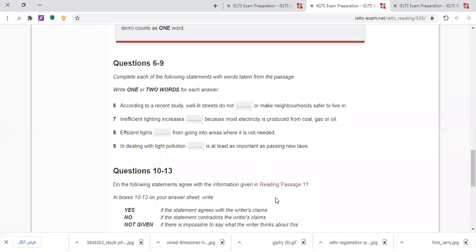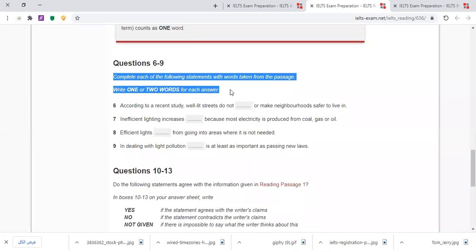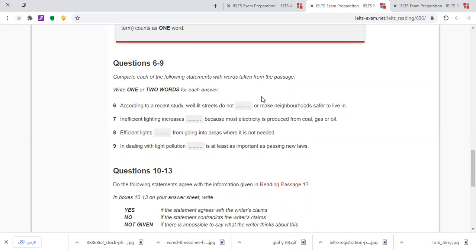The next question is, what is the question? Come on. Complete each of the following statements with words taken from the passage. What is the condition? Write 1 or 2 words for each answer. Okay, this is like complete the sentences, fill in the blank. You're just going to complete with 1 word or 2 words.